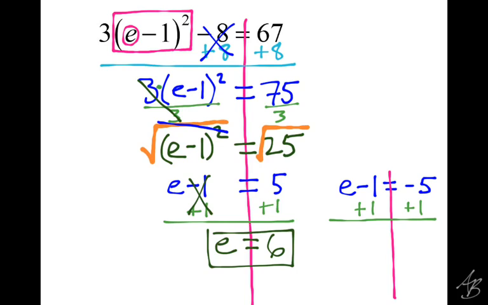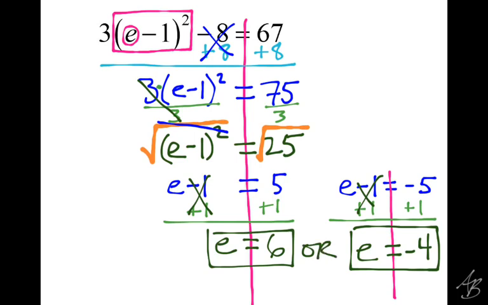And when the 1's cancel over here, that leaves e equals negative 4. So in this equation, e could equal 6 or e could equal negative 4. And we could check both of these answers. We've been practicing that a little bit. We could plug in the 6 for e in the original equation here and show that that works. And we could also plug in negative 4 into the equation here and simplify it and show that that also works. So these both are solutions to this equation.